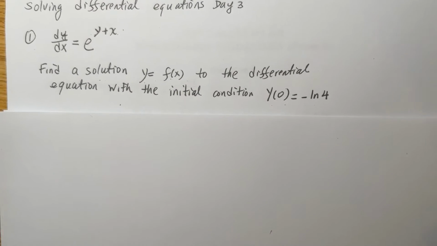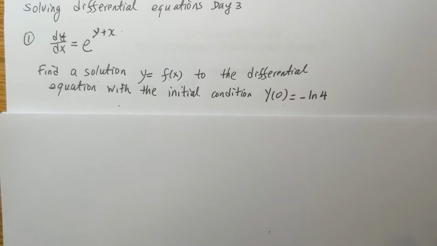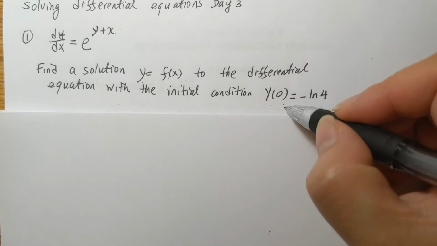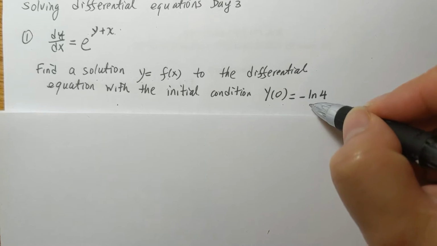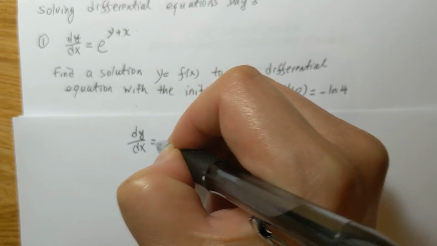Hi, good morning. Today we're going to solve a differential equation. So let's take a look at the question. We got dy/dx equal to e to the y plus x, and we need to find a solution to the differential equation with the initial condition y of 0 equal to negative ln 4. So let me copy the question over.